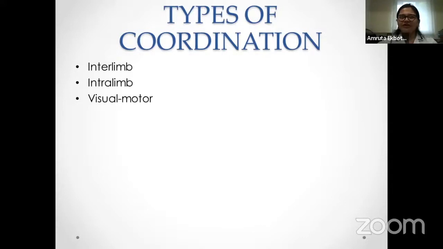In intralimb coordination, there is another example, like when you're walking, right? When you're walking, there are alternating movements of your upper limb and lower limb. So if the coordination is affected, then there will be no alternating or reciprocal movements of your upper limb and lower limb.